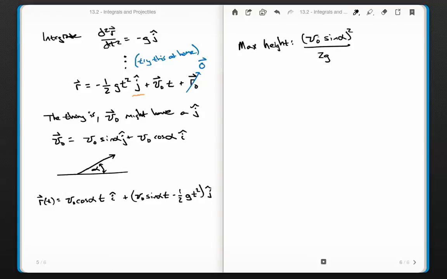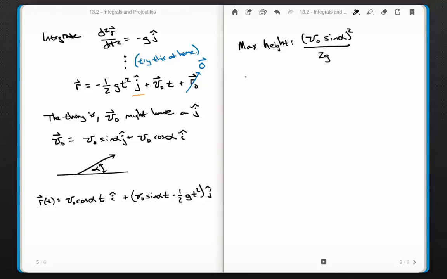Okay, does this make sense? The bigger the initial velocity in the up direction, the higher it goes, right? The stronger gravity is, the lower it goes. But this is squared. The maximum height is a function of the initial upward velocity squared. We're going to think about that more in a little bit.